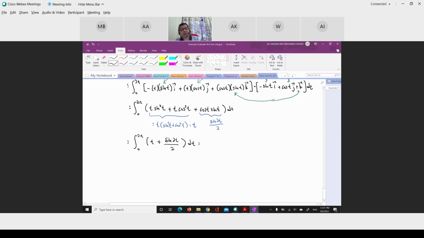Okay, so now we are ready to perform the integration. The integral of t is t squared over 2. The integral of sine 2t over 2 is minus cosine 2t over 4. Then we evaluate this for t from 0 up to 2 pi. I leave it to you to show that the result is 2 pi squared.